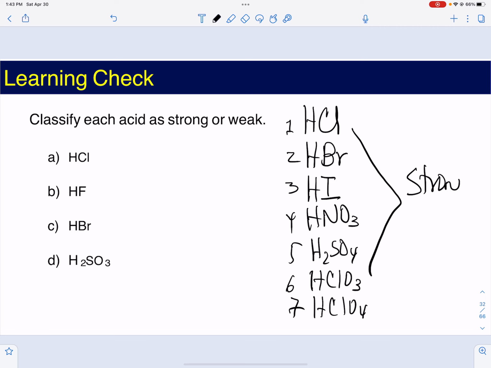Anything else that is an acid is a weak acid. So which one is a strong acid? That one and that one. That's it. As simple as that. You know the 7 strong acids, everything else is a weak acid. Everything else that is an acid, obviously.